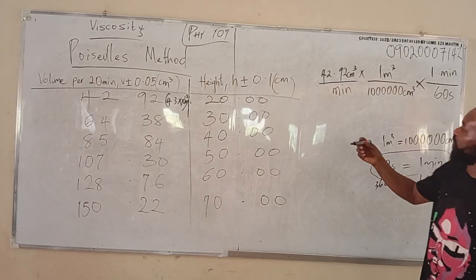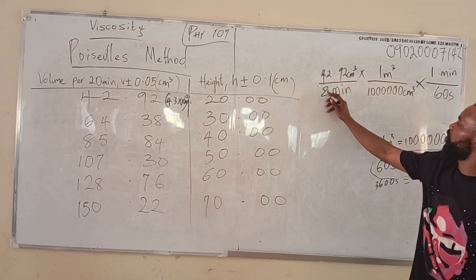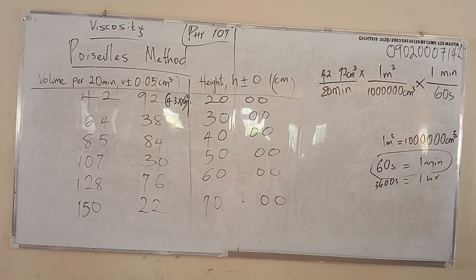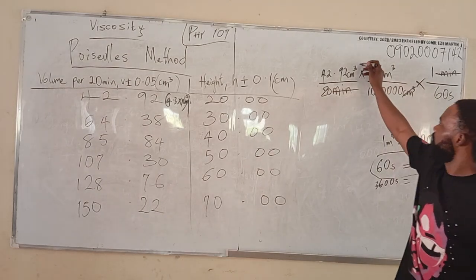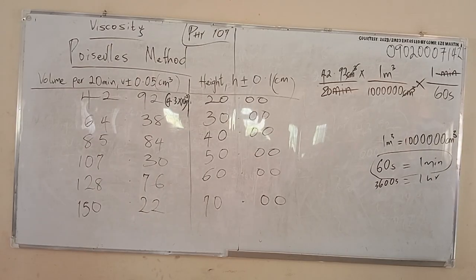They gave me 20, shall we? Yes. But this should be 20 now. So no issue. This minutes will take care of this minutes. This centimeter will take care of this. This 0 will take care of this. I punch it now.